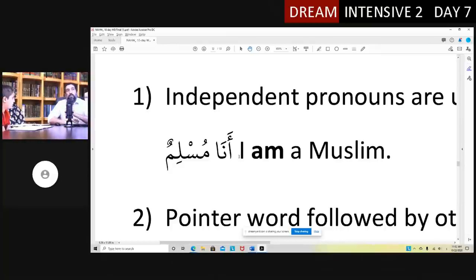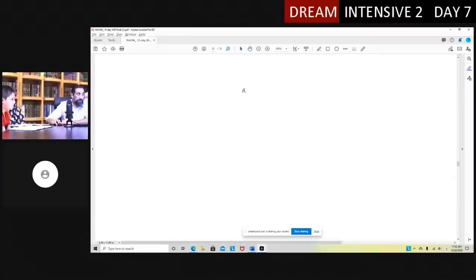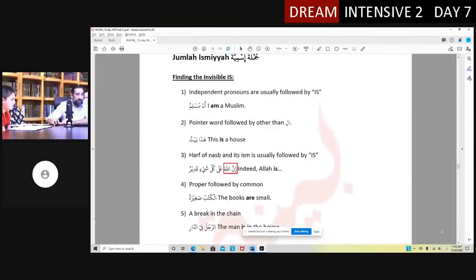Or huwa in the Quran won't just mean he, it'll mean he is. Or hiya won't just mean she, it'll mean she is. So you're going to start finding the invisible "is" pretty quickly. Okay. The more technical way of looking at it, which is absolutely important, is going to come sometime later, inshallah.